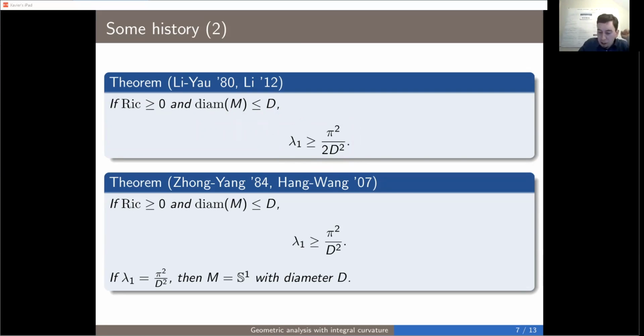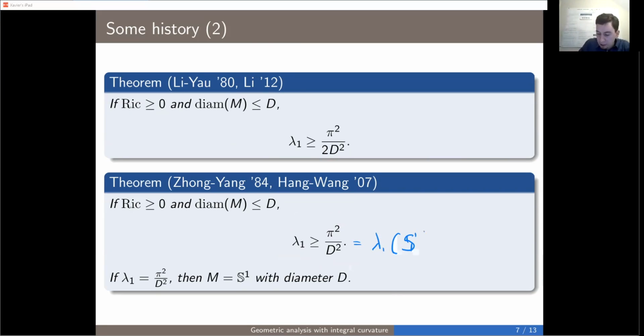Actually, this estimate is not sharp. The sharp estimate was obtained a few years later by Zhong and Yang, who were actually visiting Yau in San Diego, and so they learned the technique of Li and Yau, and then they improved it. They just tweaked it a little bit, and using their technique with some improvements, they were able to find the sharp lower bound. Okay, this lower bound is sharp because this is lambda1 for a circle, for a one-dimensional circle.